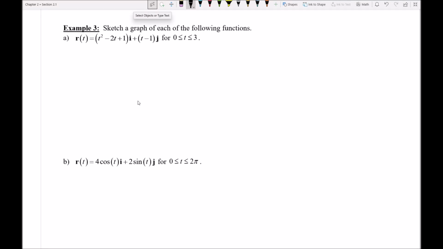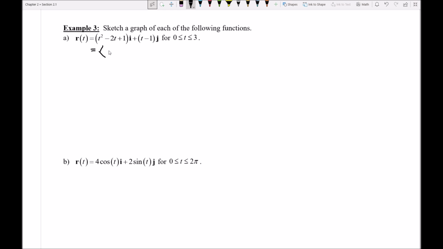In this video, we're going to take a look here at example number 3. We're going to look at 3 different vector functions, and we're going to see if we can understand a little bit about how we could attempt to sketch these different vector functions. Now, what you'll notice interestingly about the first 2 vector functions is that they only have 2 components.